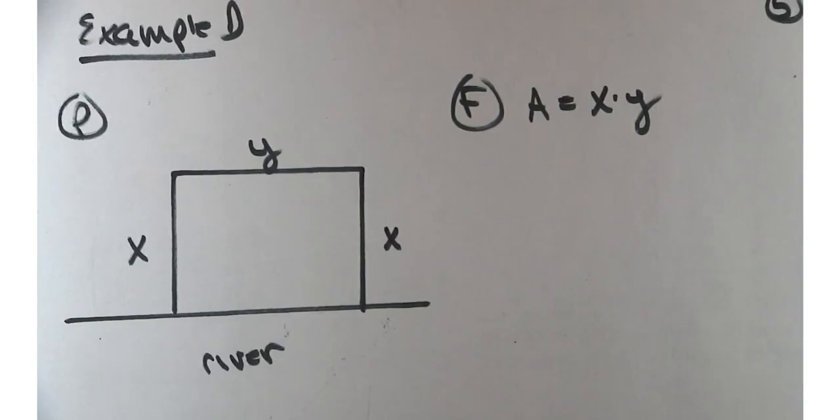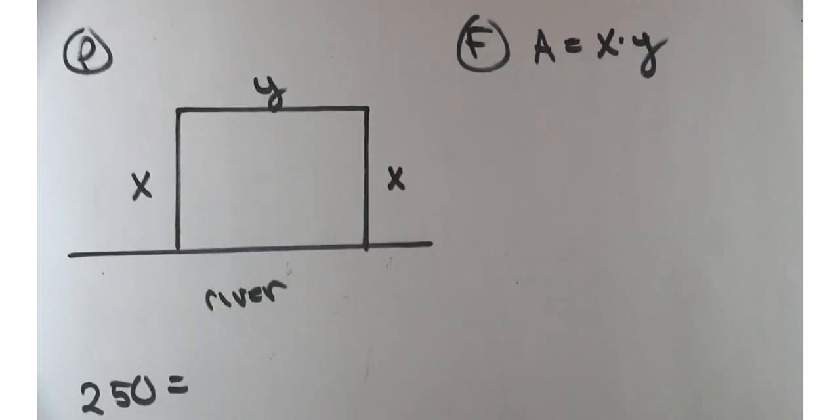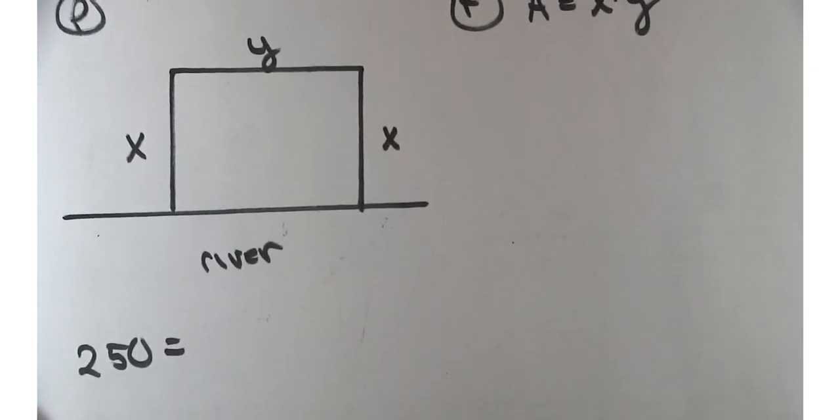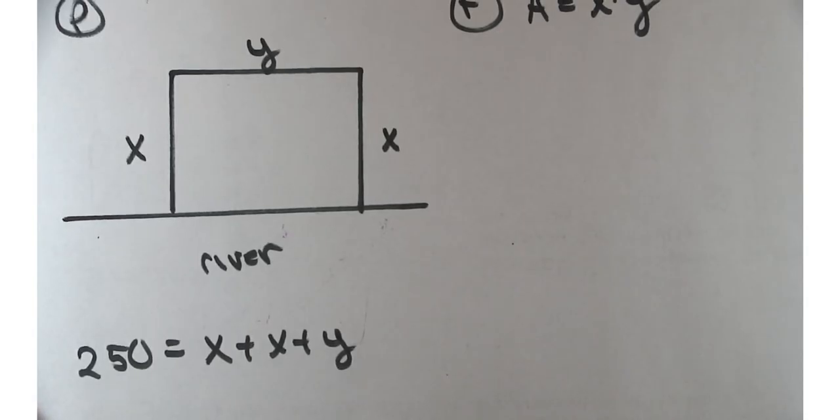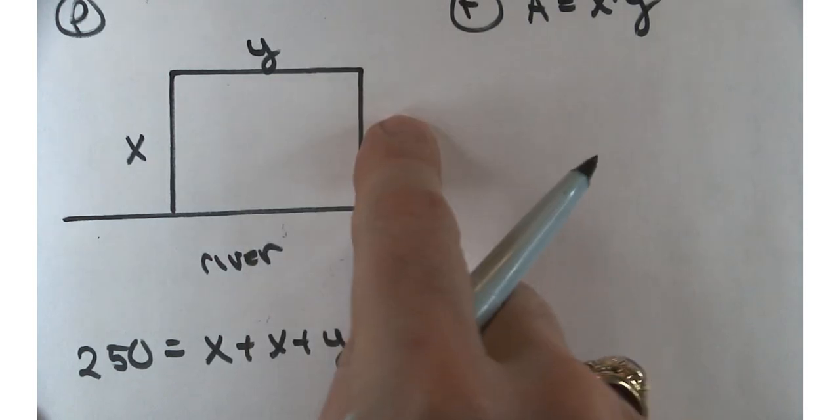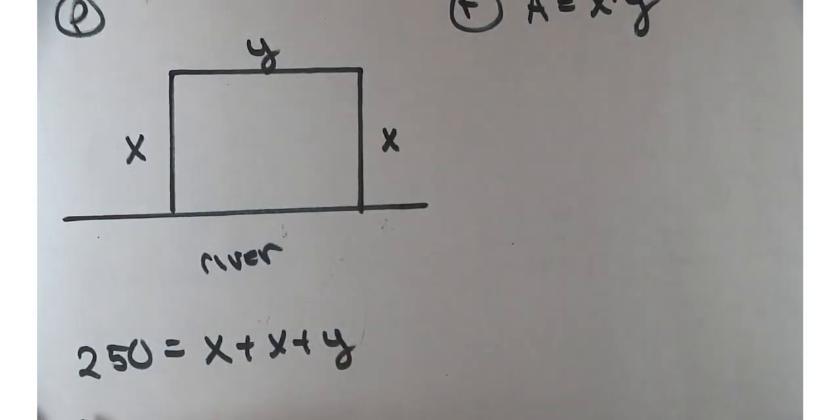There's something we haven't used yet. What information about this problem have we not used yet? 250, not for the area, but 250 for the length. So it would be x, and then y minus x, or x minus 250. Close. The length of this is x plus y, or better yet, 250 equals 2x plus y.